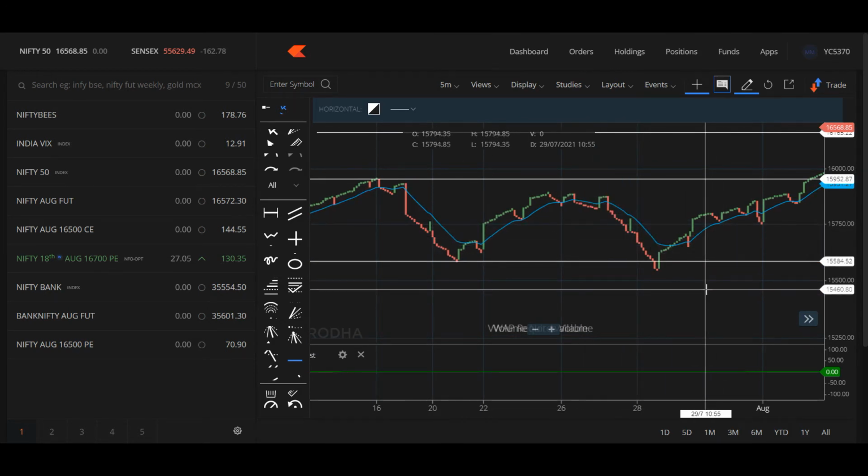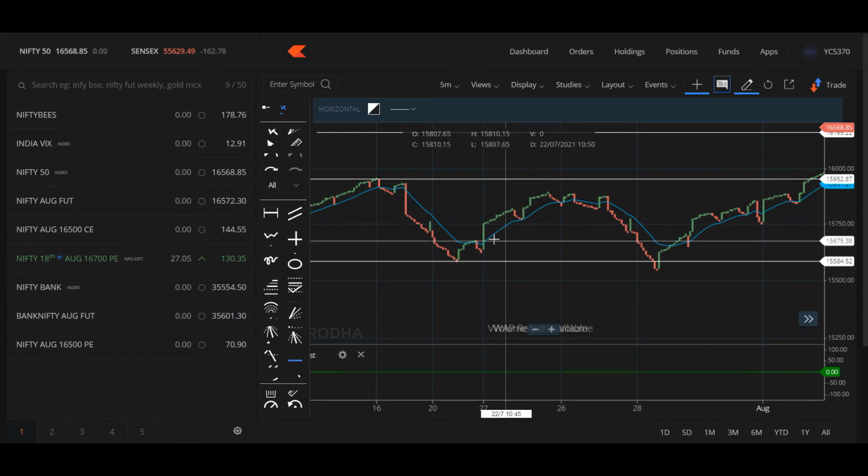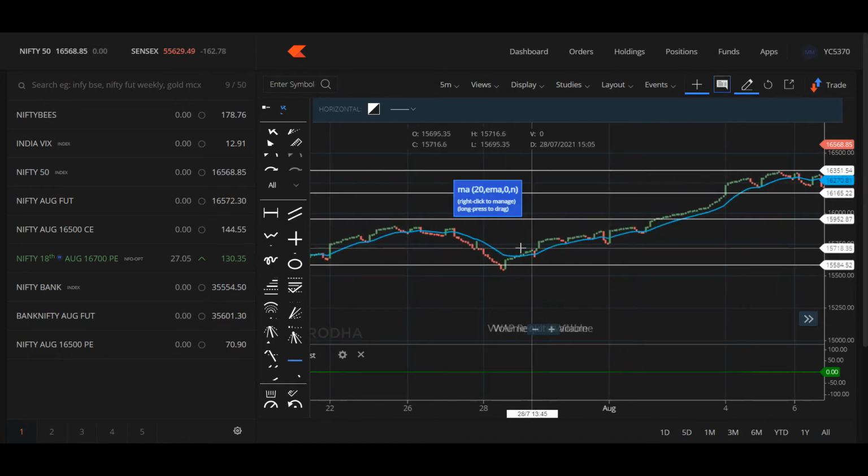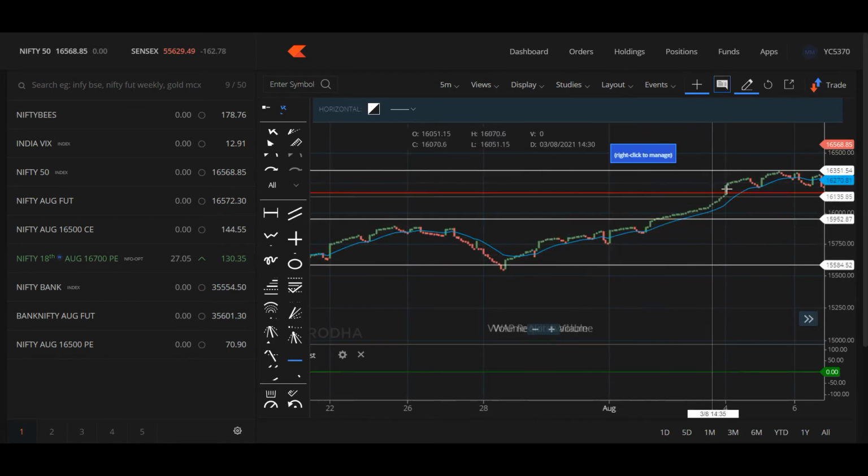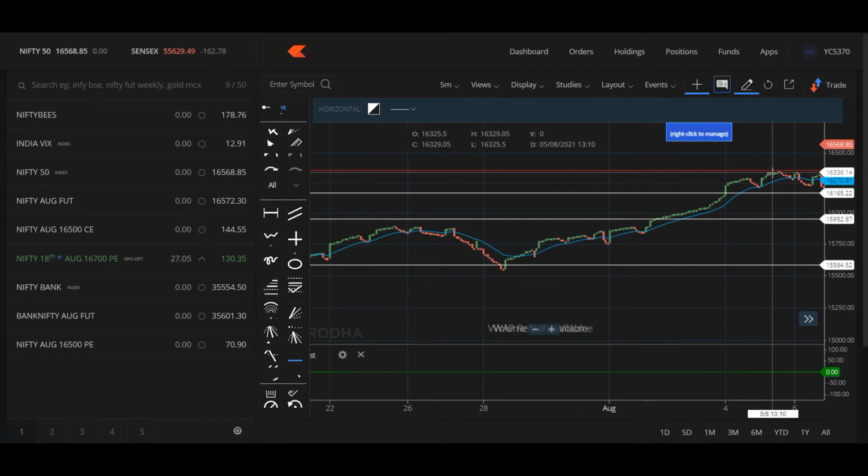Another thing you can do is always use the 20 moving average as a trend confirmation, or you can use it for support and resistances when you're trailing the stop losses or something, right?